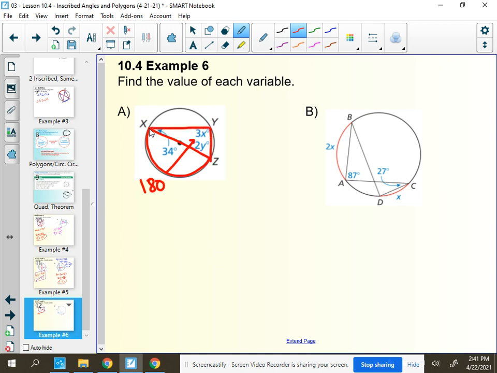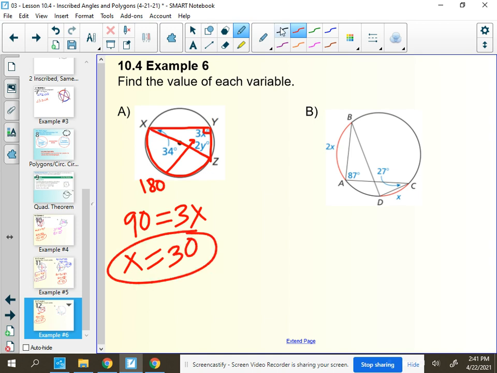So I cut that in half. I could say kind of the same thing, that 90 has to equal 3x. 3x has to equal 90. That's a right angle right there. So again, it's that same finish. x would have to equal 30.